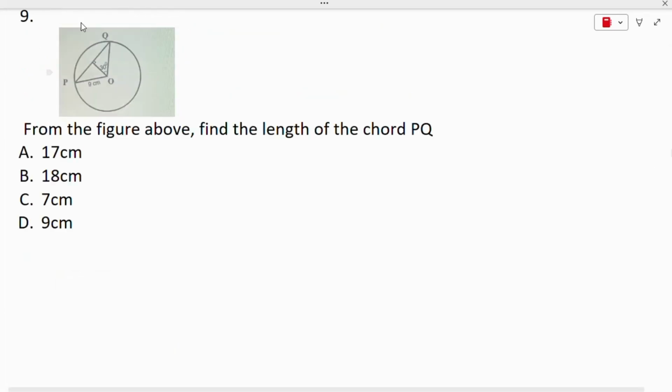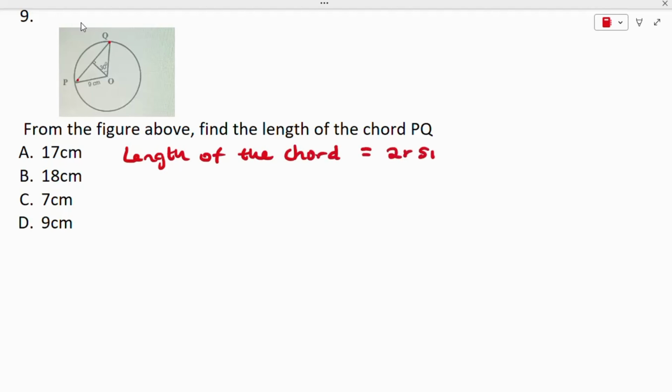Alright, now question number 9 says, from the figure above, find the length of the chord PQ. So we have to find PQ right here. Okay, now from the figure we have that the length of the chord is given as 2r sine theta over 2, where r represents the what? Radius. Okay, now from the figure, since they gave us theta to be 30 degrees, and since theta is divided by 2, this implies that theta is what? 60 degrees, and not 30 degrees.